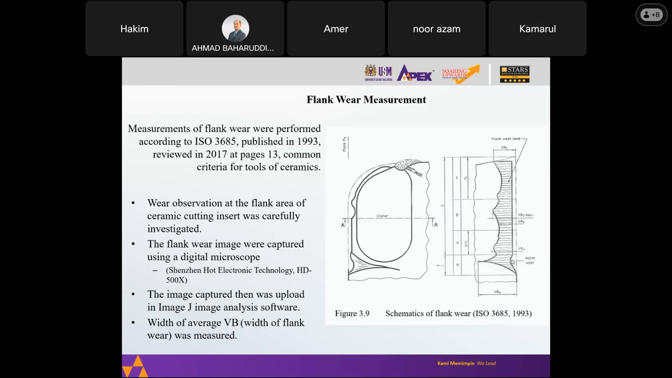So the flank wear is taken as a criterion because the flank wear will influence the surface roughness of the newly generated surface. If this wear is worse, it will influence a worse newly generated surface of the workpiece.